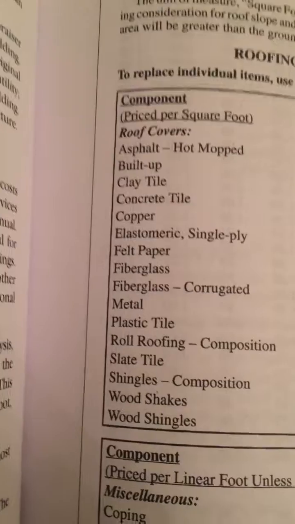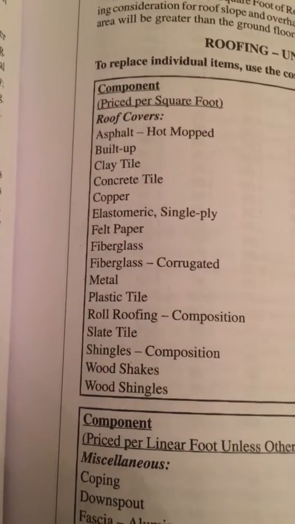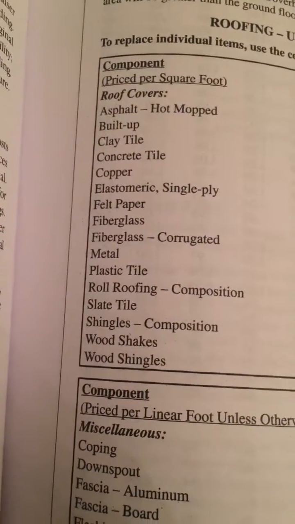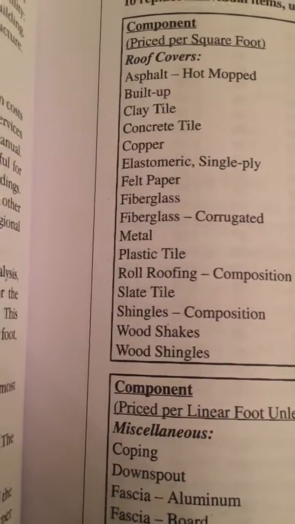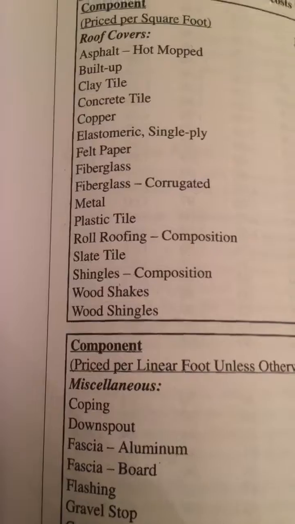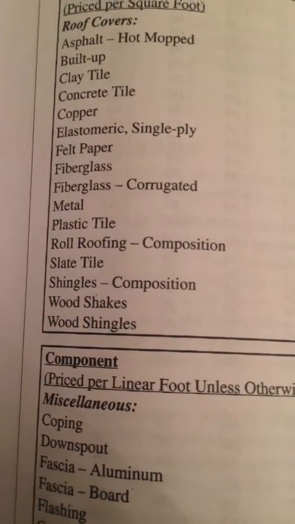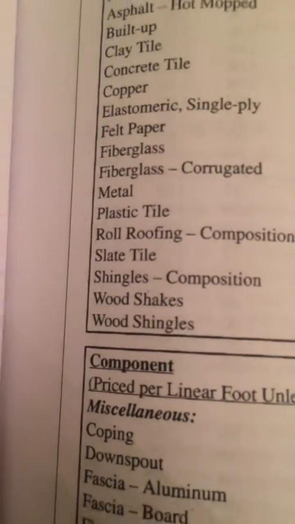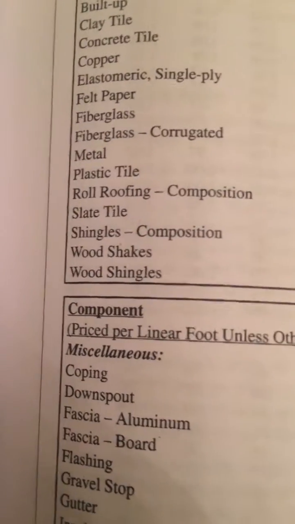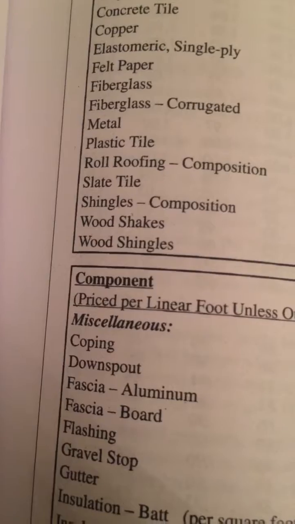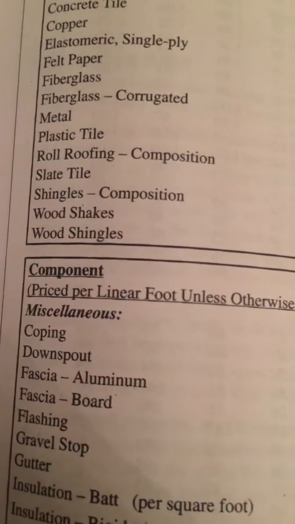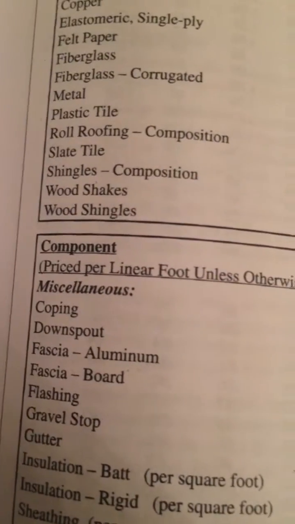I'm not going to go through all that, but you can see built up, clay tile, copper, elastomeric single ply, felt paper, fiberglass, corrugated metal, plastic tile, roll roofing composition, slate tile, shingles composition, wood shakes, wood shingles.